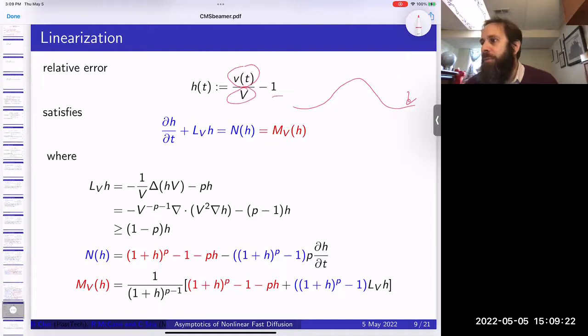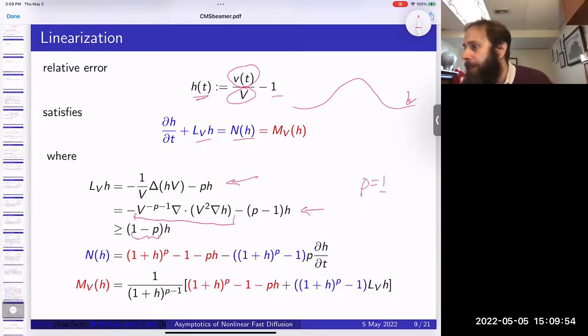So we're going to look at our solution relative to its long time limit. If we subtract 1 from that, we know that h is converging uniformly to 0. We can also write a dynamics for h, and I'm going to separate out the linear part of the dynamics from the nonlinear part. The linear operator here takes the following form. It's maybe nicer to write it in this way, which shows you that this is still a positive operator. So this is always bigger than 1 minus p. This 1 minus p is going to be a lower bound for the spectrum, where p is 1 over m here. So it's a negative lower bound for the spectrum.